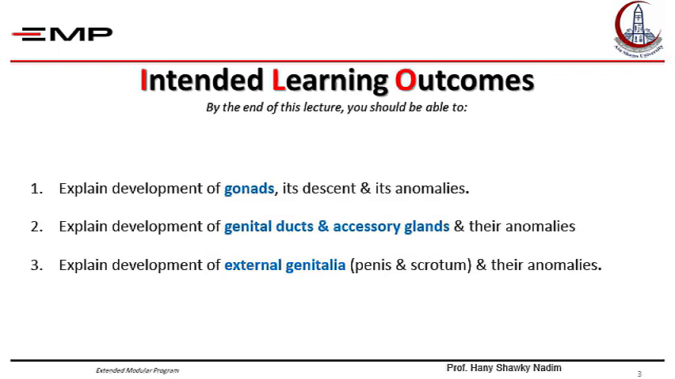The intended learning outcomes will deal with the 3 components of the genital system: the gonad, or the primary sex organ, the genital ducts and accessory glands, and the 3rd component, the external genitalia. For each component, we will talk about the steps of development and the anomalies that may occur.